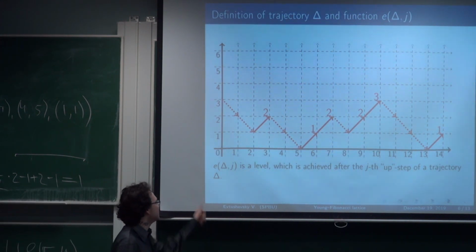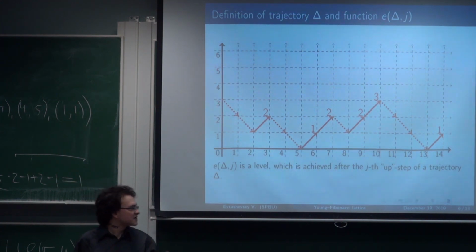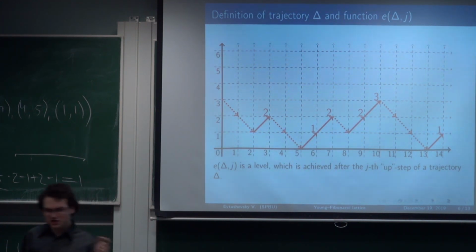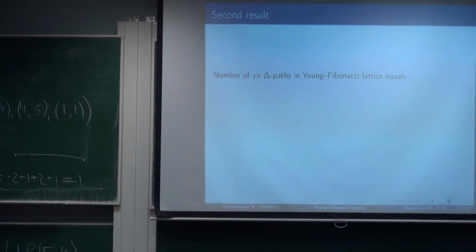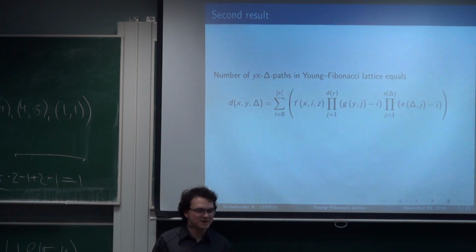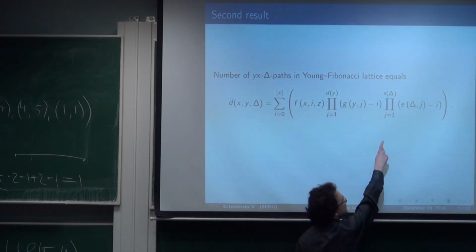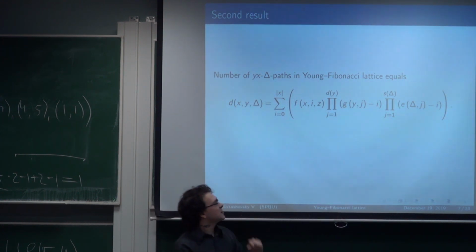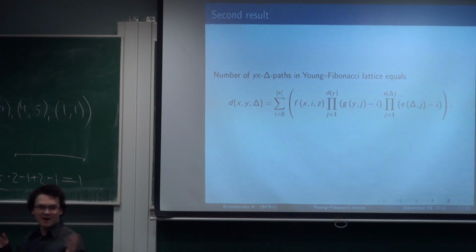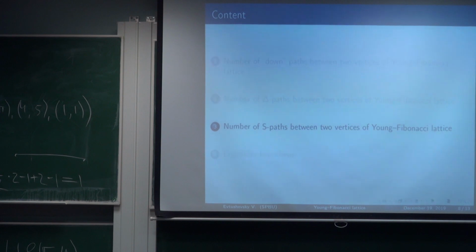Okay, here E of delta and j is the level which is achieved after the jth up step of the trajectory delta. I solved this problem, and I have this formula. This formula is similar to the last formula, but it has one more product. And here S of delta is the number of up steps in the trajectory delta. This formula also contains O of the modulo of x in the power of 2 terms.